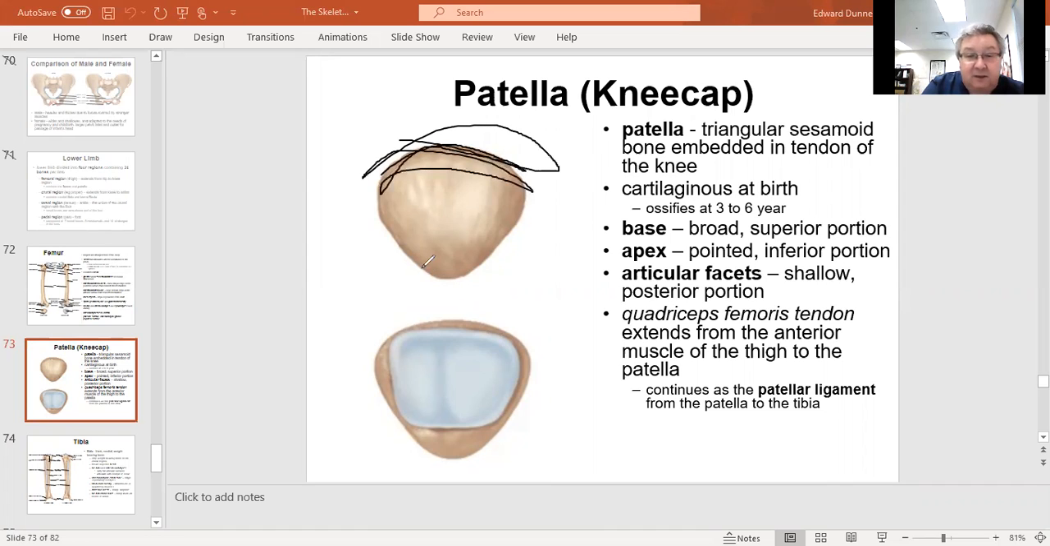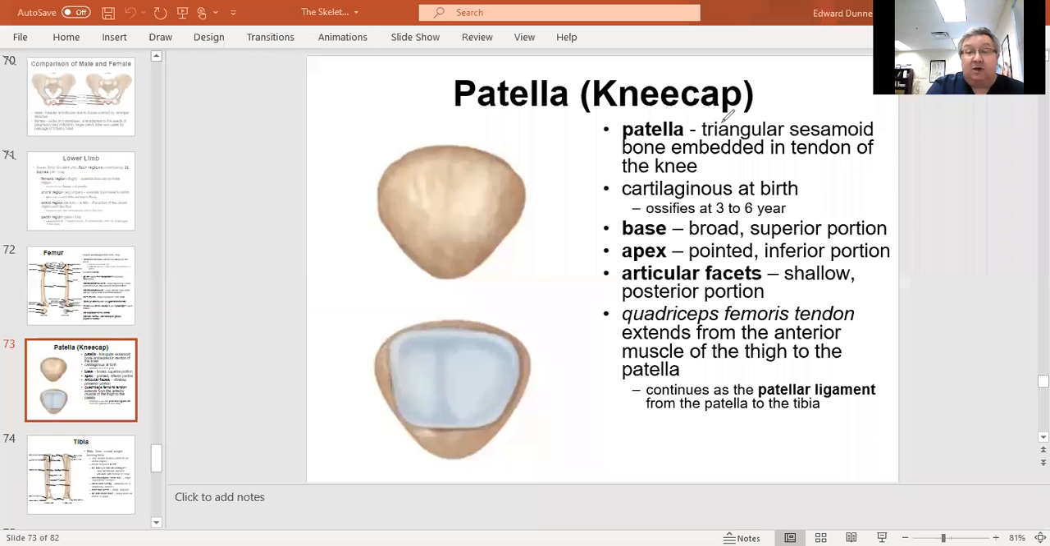The apex is the pointed inferior part. This is the apex down here. This is the base up here. Again, this is a sesamoid bone. The quadriceps tendon, the patella ligament, is where the patella sits in. So the quadriceps tendon makes the patella a sesamoid bone.